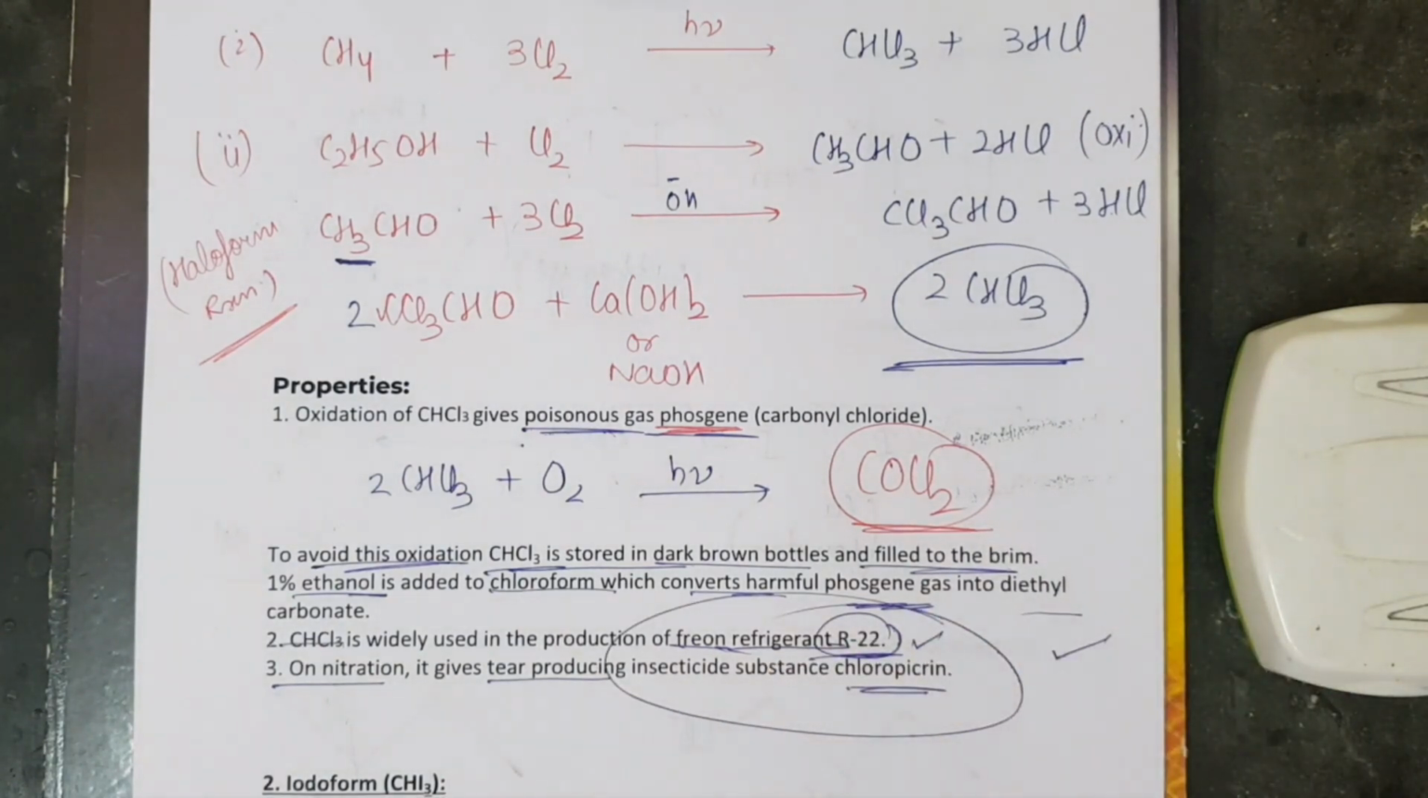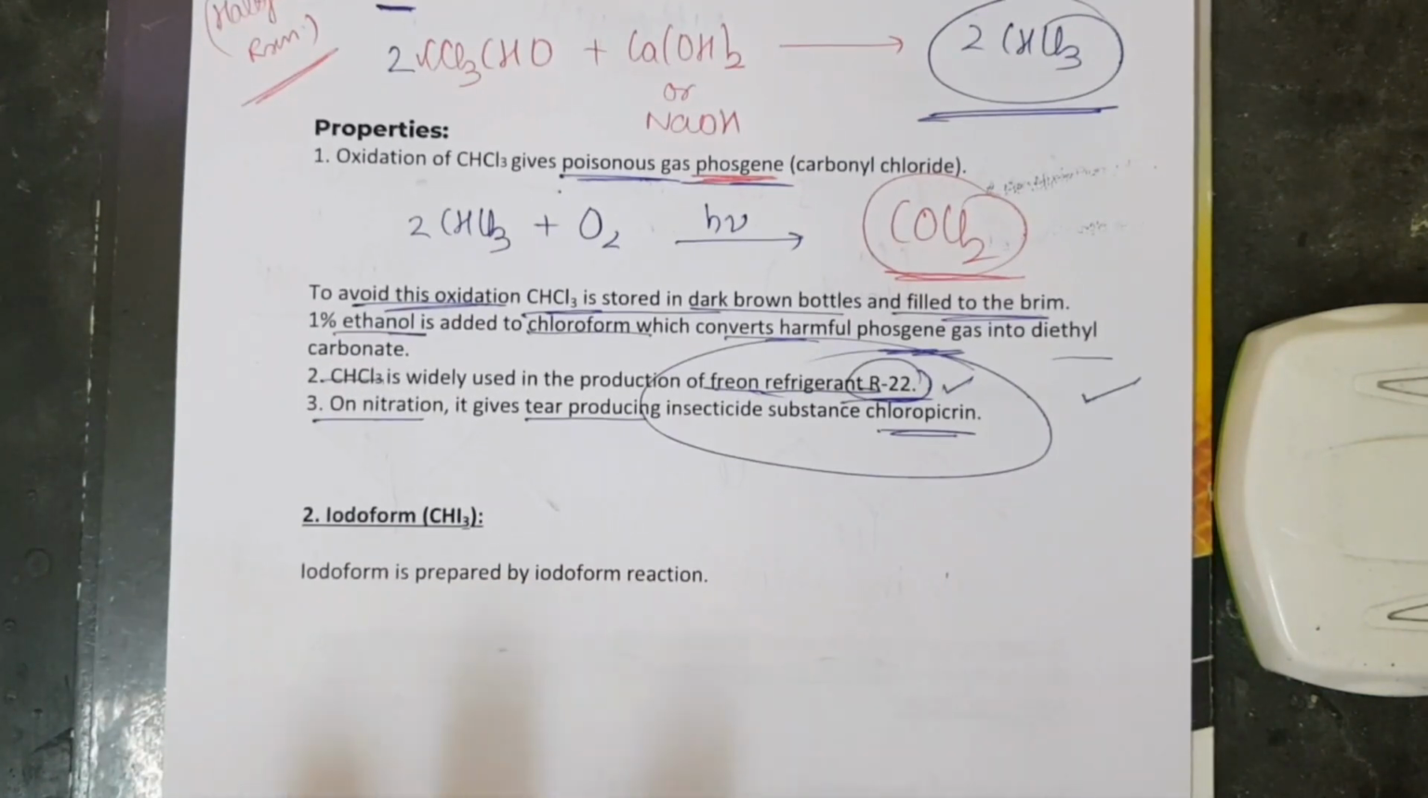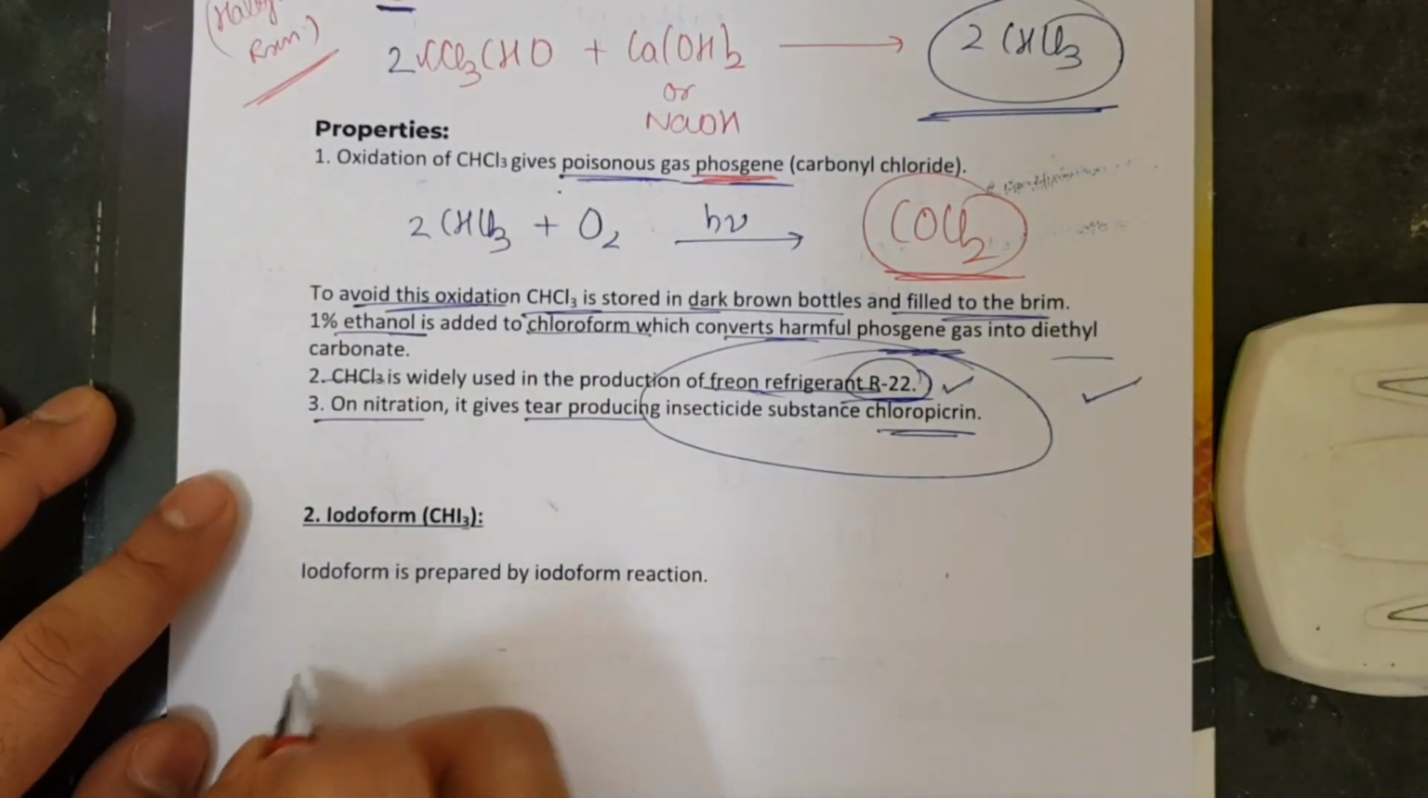These are given in the NCERT. Now we have the next trihalogen derivative, which is the iodoform, which is CHI3. Now CHI3 is prepared by the iodoform reaction. Now I can guess what is going to happen in the iodoform reaction.